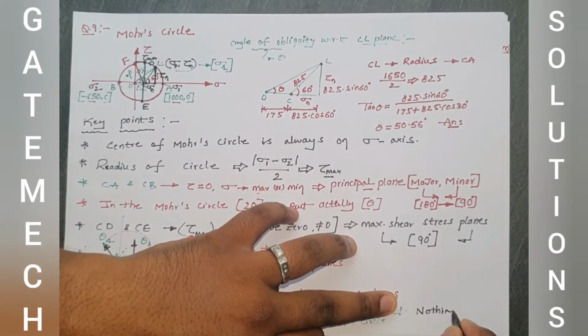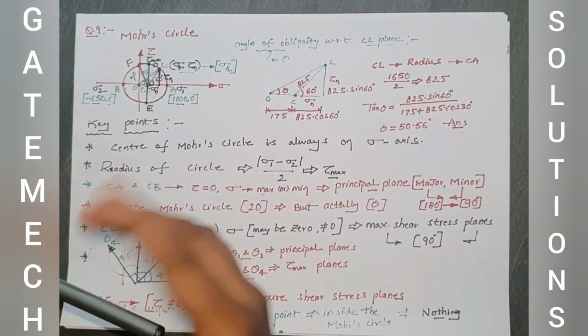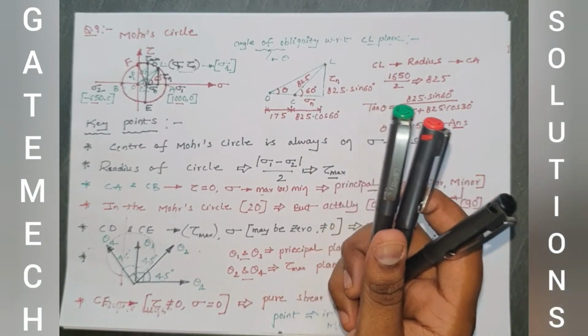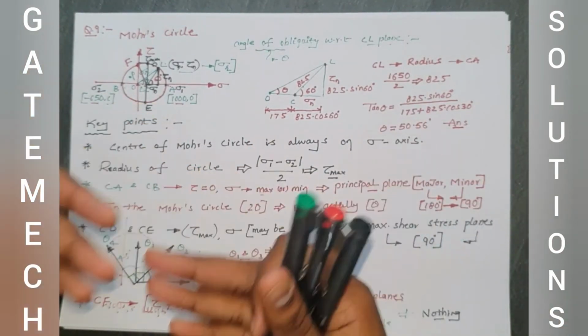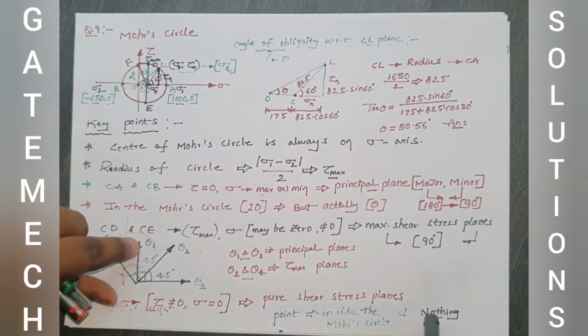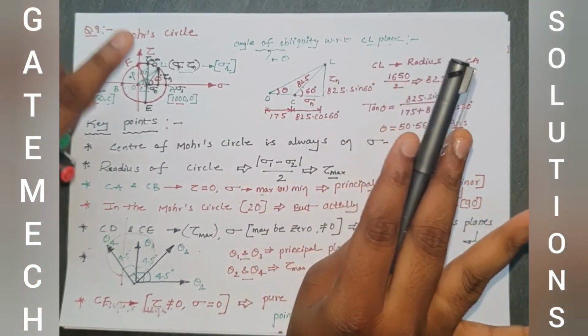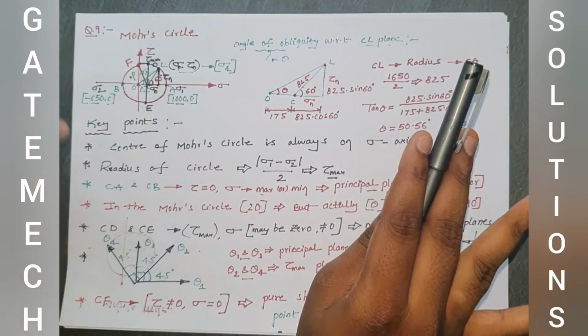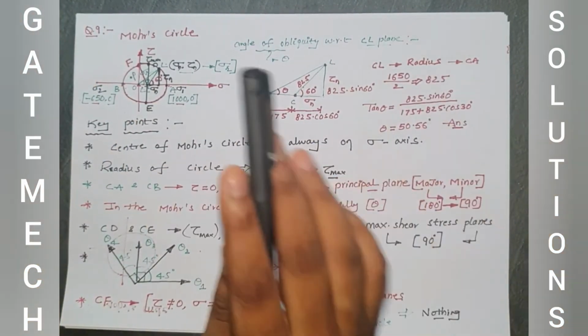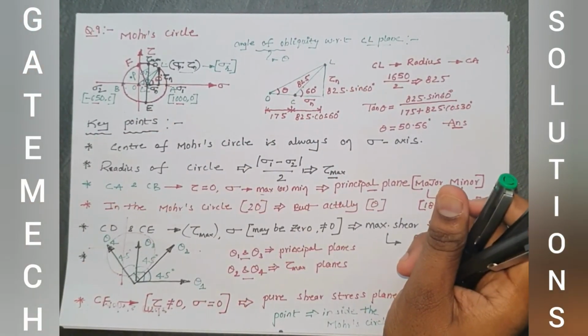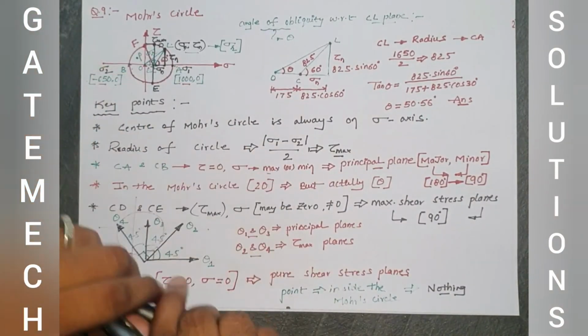Keep it in mind. To confuse you, they may ask this type of question also: the point which is inside the Mohr circle represents what? Like that they may ask in the interview. Keep it in mind, it represents nothing. The points on the outer periphery of the circle will represent sigma and tau. Except these, the remaining points represent nothing. Right? Keep it in mind. This is the information I need to discuss. And one more point.